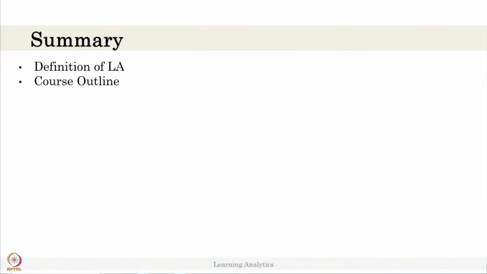So, in this video we briefly described the definition of LA: you have to collect data, analyze data, then report to stakeholders to improve the performance of the students. Then we described the course outline. The course outline involves 5 tools, a lot of assignments, a lot of data to collect and a lot of exercises in it. And that is all for the motivation video.